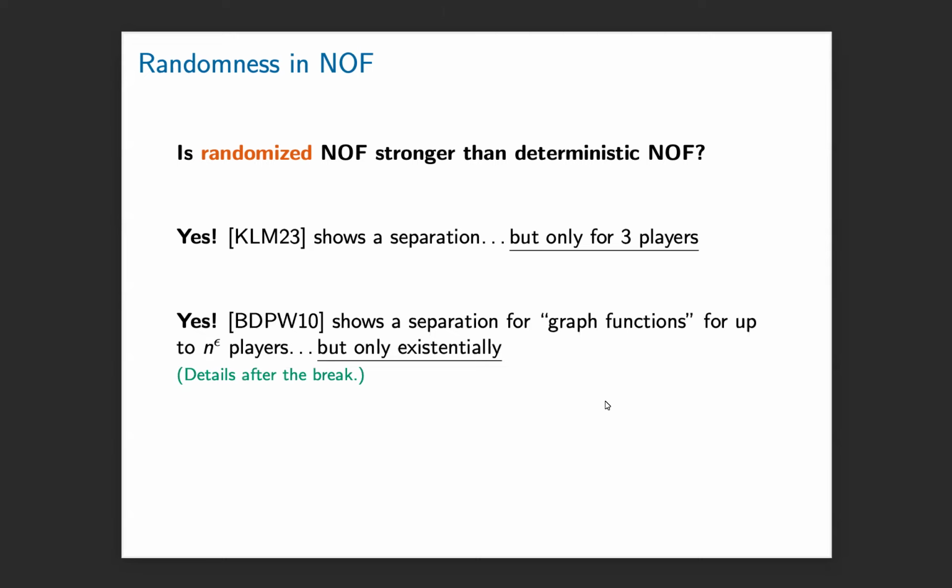So what about for more than 3 players? Beame, David, Pitassi, and Woelfel in 2010 showed that for a certain class of graph functions, even up to some n to the epsilon number of players, there is a maximal separation. But this is by a counting argument. It only says that there exists such a function. It doesn't tell us what that function is. And I guess I'll show details after the break.